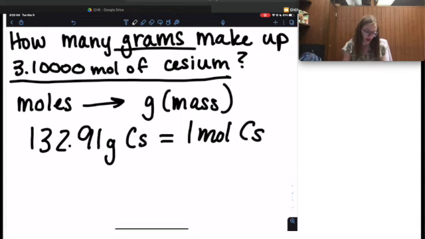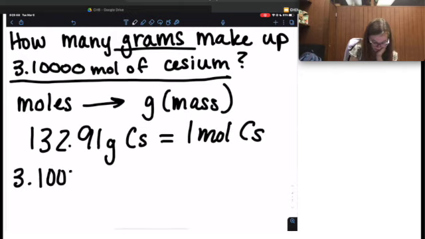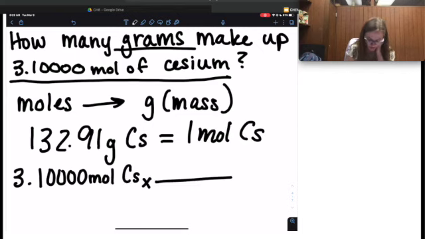Okay? So now that we have information, I see that I'm going from moles to grams. I have a relationship between moles and grams. So let's see what I can do. If I have 3.10000 moles of cesium, I have a relationship between moles and grams of cesium. So if I start with moles, I'm looking to move to grams. That means I want to make sure I'm canceling moles out. So I'm going to put 1 mole of cesium on the bottom to cancel out my unit up at the top.